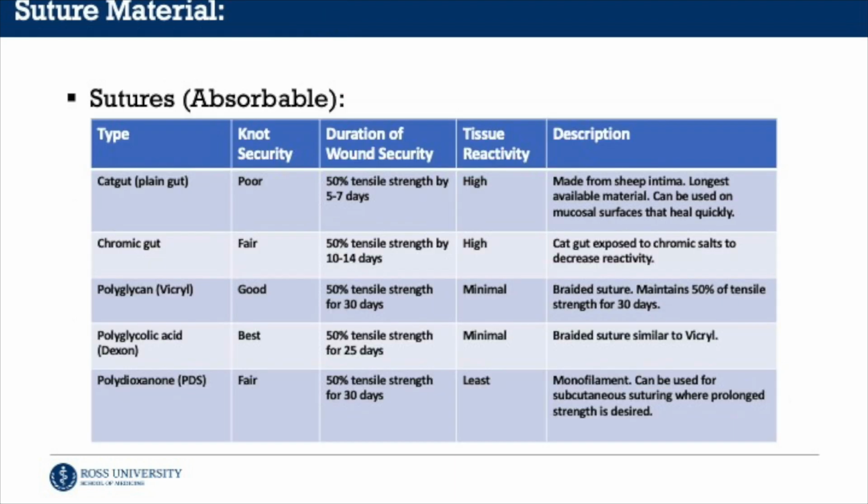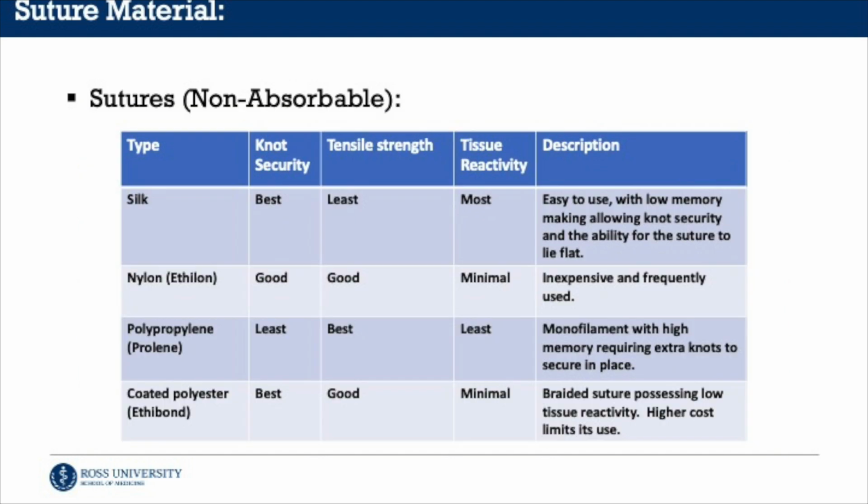Now, sutures come in a variety of different materials, which vary in knot security, duration of how long they can keep the wound secure, how reactive they are with the tissue, and so on. Knot security is the ability of the suture material to maintain its placement without loosening. Tensile strength is the strength per unit area of the suture material. It's also important to note that there are other materials that can be used for wound closure, including metal staples, wound tapes such as Steri-Strips, and wound adhesives such as Dermabond.